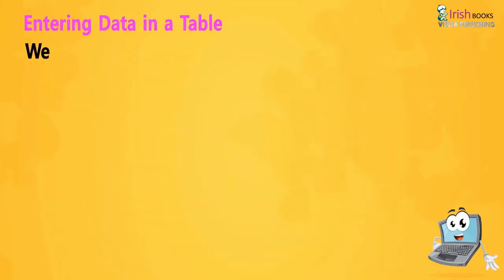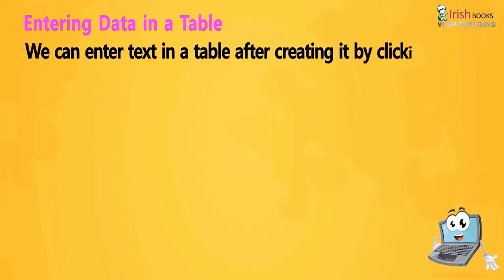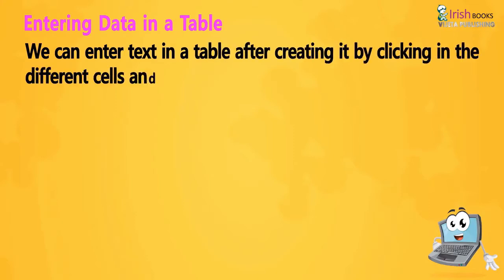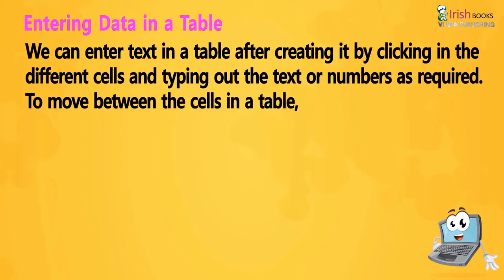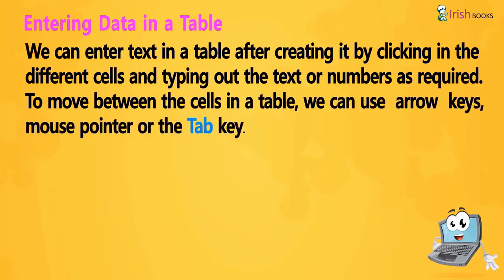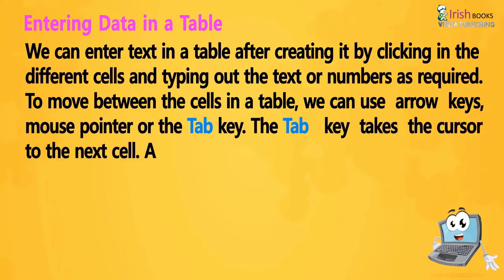Entering data in a table. We can enter text in a table after creating it by clicking in the different cells and typing out the text or numbers as required. To move between the cells in a table, we can use arrow keys, mouse pointer, or the Tab key. The Tab key takes the cursor to the next cell. A combination of Shift plus Tab takes the cursor to the previous cell.